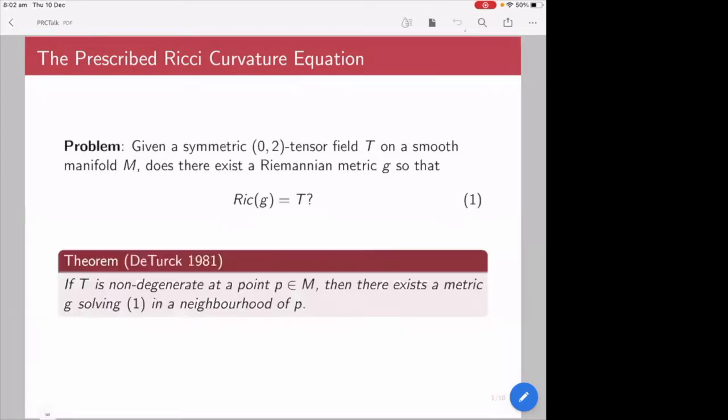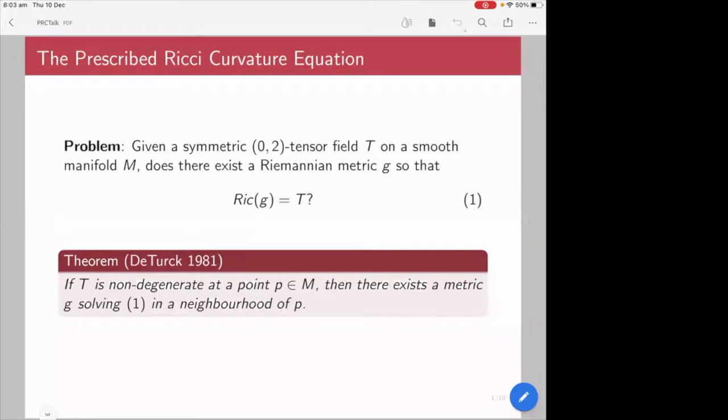So in terms of local existence results, perhaps one of the most well-known and heavy-hitting results was produced by de Turck in 1981. If you're looking at a point P on the manifold, and it so happens that your tensor T is non-degenerate at that point, then you will in fact be able to solve this equation, at least in some neighborhood of that point P.